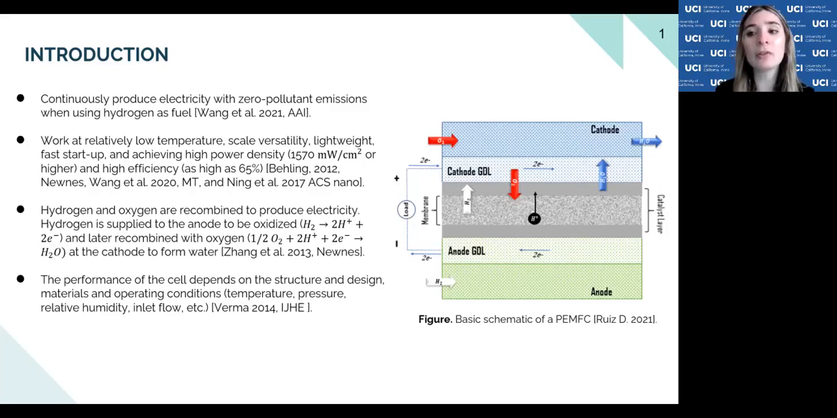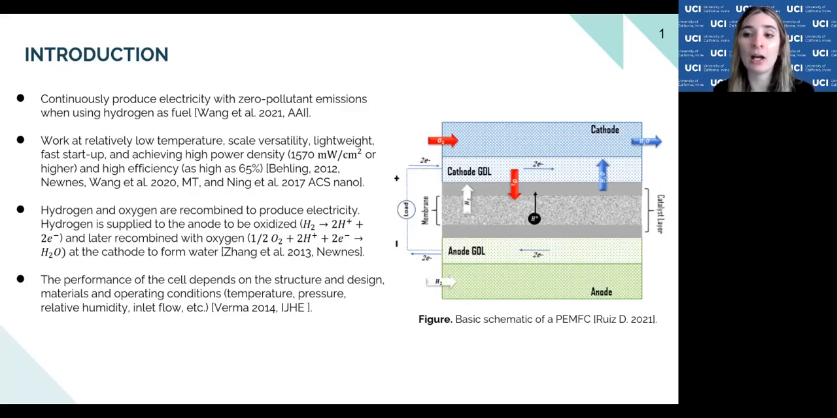And the way a PEM fuel cell works is that hydrogen and oxygen get recombined through an electrochemical conversion to produce current. We also produce heat and water, and that's the only reaction product you have. So hydrogen is supplied at the anode, as you can see over here on the figure on your right.